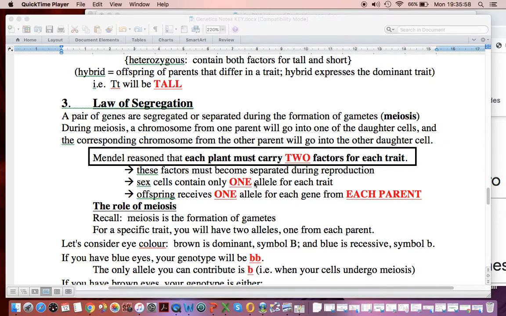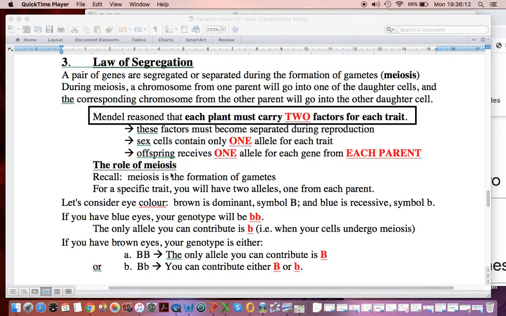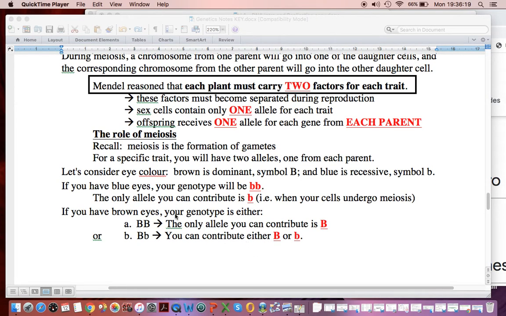Now, if something's homozygous, then we know what gene it's going to get because there's only 1 type of gene there. But if it's heterozygous, that means half of the sex cells will have the dominant trait and half will have the recessive trait. So that's what it's talking about here, the role of meiosis. So if you have blue eyes, little b, all you can contribute is little b. If you have brown eyes, big B, then all you can contribute is this dominant gene. And if you're heterozygous for brown eyes, you're going to chip in the gene for brown or the gene for blue.